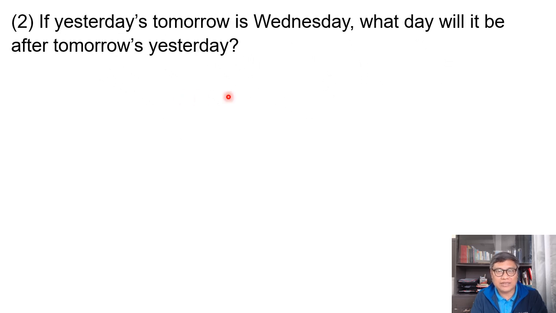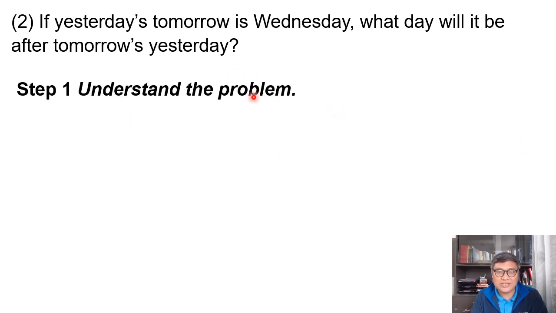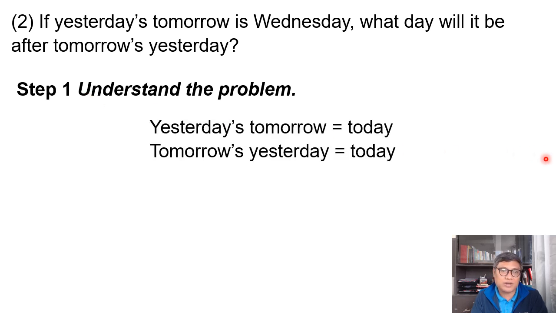So another example, this one is a logical question. If yesterday's tomorrow is Wednesday, what day will it be after tomorrow's yesterday? So again, we do the 4 steps. Understand the problem. So when you say understand the problem, you go back again. What do we mean by yesterday's tomorrow? And what do we mean by tomorrow's yesterday? When we say yesterday's tomorrow, it means that it is today. Likewise, tomorrow's yesterday is also today.